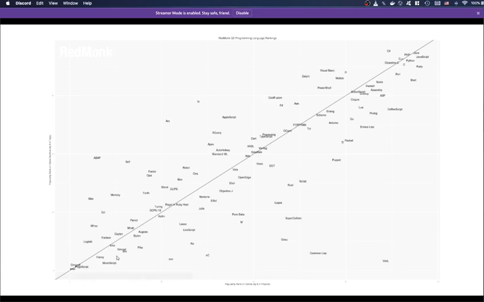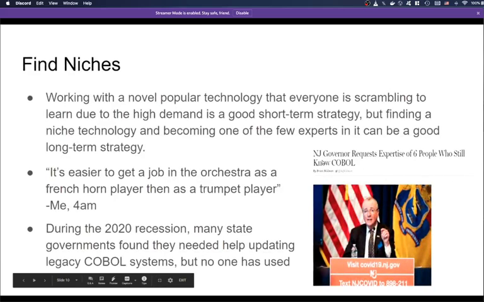But to contradict this, actually, my second point is going to be to find niches. While learning a popular technology is good in the short term, if you can find a good niche to work in, it will be good for the long term.